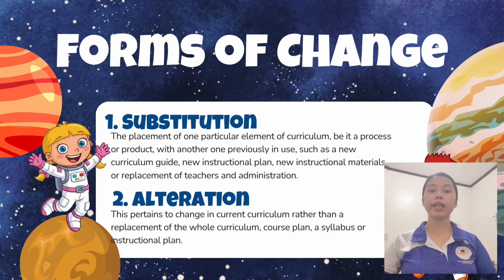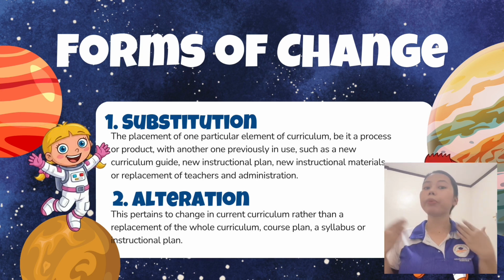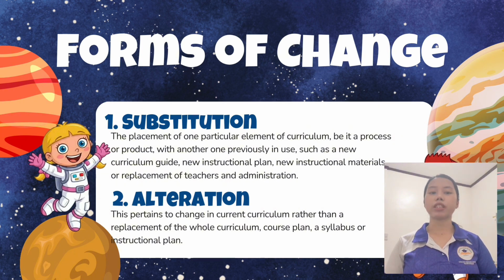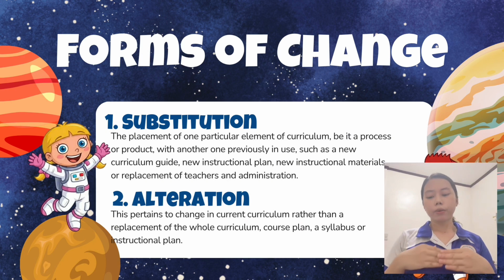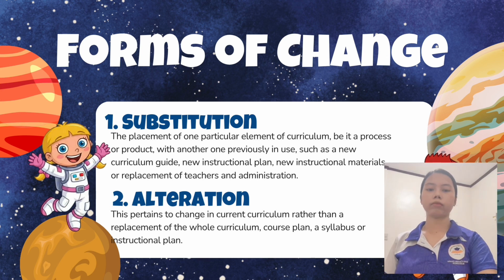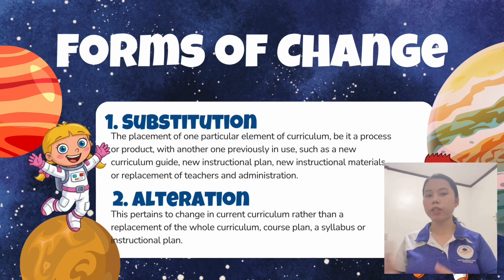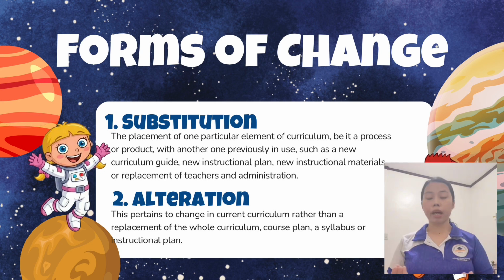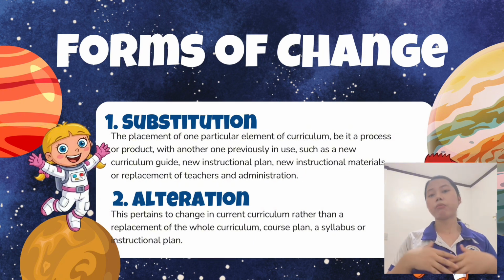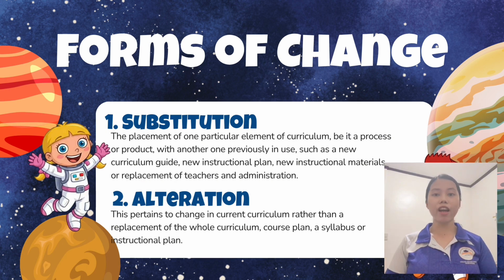So next we have the alteration. It pertains to change in the current curriculum rather than a replacement of the whole curriculum, course plan, syllabus, or instructional plan. So alteration means there is a modification, a change in the curriculum itself, which means you keep what you have, but you modify it slightly to make it better. For example, we use the same lesson plan as last year, but change the activities to make the lesson more engaging and fun. So again, there is no removing, but there is an alteration to a certain part of the curriculum itself.